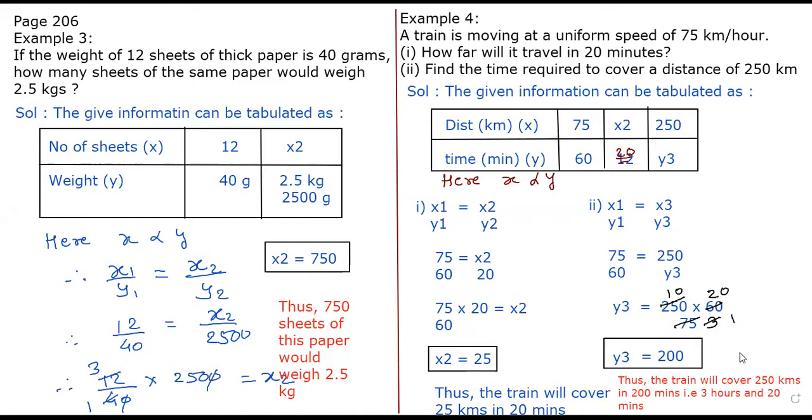Okay. Now one important other concept is there. All of you look at me. Finish solving this sum, all of you. Yes, sir. Okay. Now all of you look here.